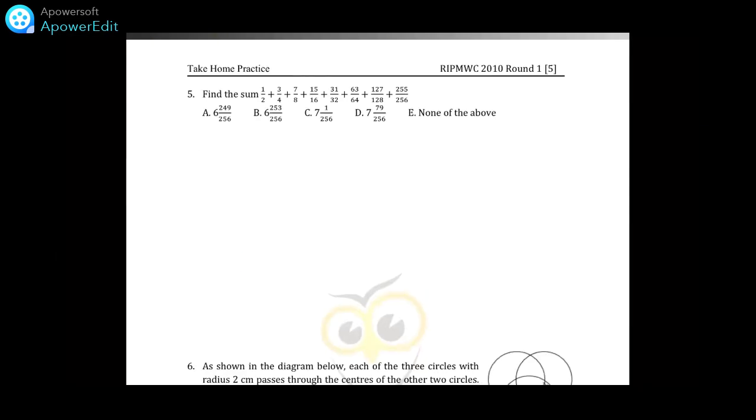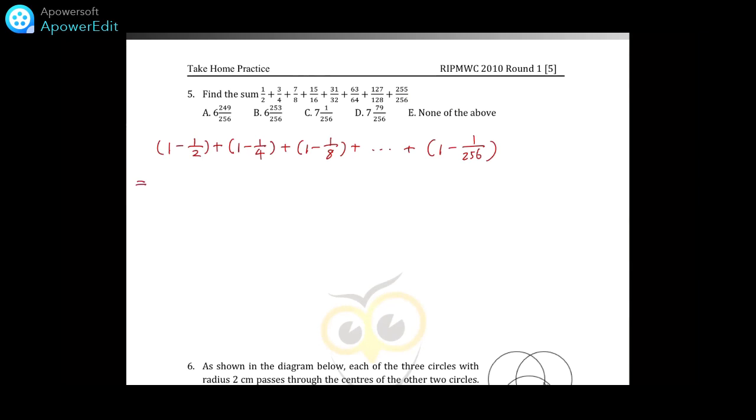Now, question 5. We can see the numerator is 1 less than the denominator. The difference is always 1. So let's compare it to the whole number 1. First one is 1 minus 1 over 2. Then 3 over 4, this is 1 minus 1 over 4. 7 over 8, that's 1 minus 1 over 8. So all the way to 1 minus 1 over 256.